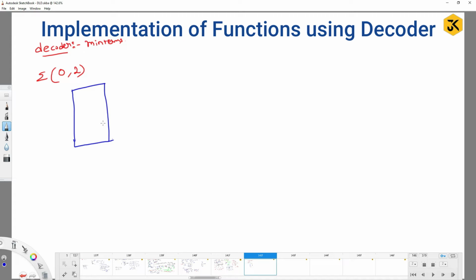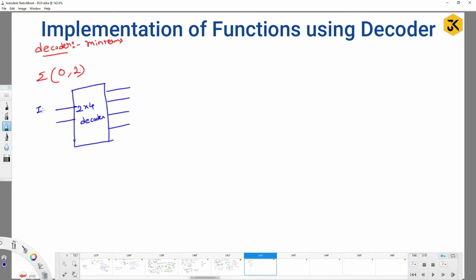What kind of decoder is required? Is a 1 by 2 decoder enough? No, because you require a 2 by 4. When you have only 0 and 1, you require only a 1 by 2 decoder, but here the outputs are 0 and 2, ranging from 0 to 3. So that's why you go for a 2 by 4 decoder, right? Here you have 2 inputs and 4 respective outputs.